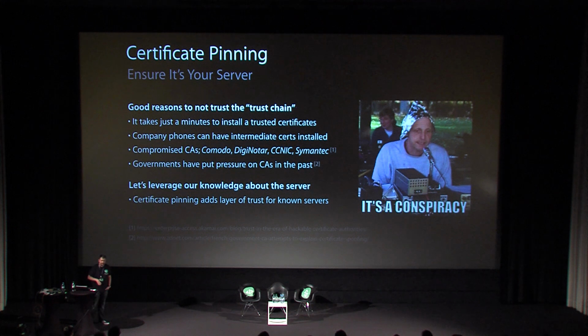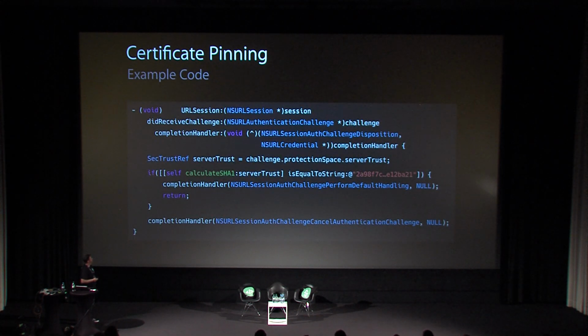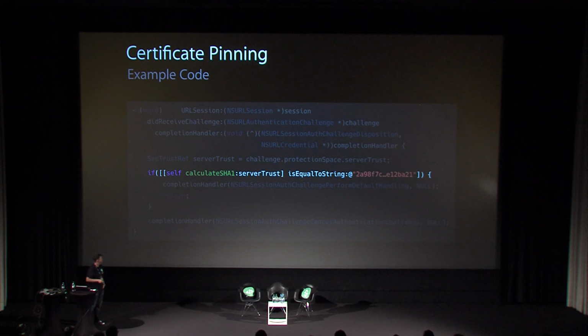The good thing is, well, we own the app, and most of the time we own the backend. So we know the certificate of the backend. And we can leverage this knowledge by doing something called certificate pinning. So a lot of code. This is the important line. We compute some kind of fingerprint from the certificate and see if it's the one we expect. Easy enough. And I highly recommend doing this.